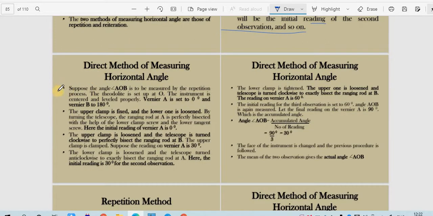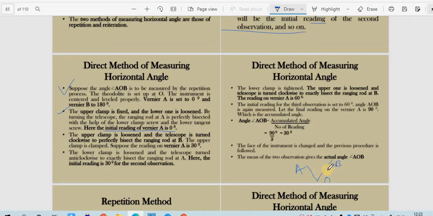Suppose there is an angle AOB, as I've told you. Suppose this is an angle which is required, and this is your point O, to be measured by the repetition method. The theodolite has been set up at point O. The instrument is centered, and the vernier A is set to 0 and the vernier B at 180 degree. Now the upper clamp is fixed and the lower one is loosened, and you will have to bring the telescope towards A. You will bisect the point A perfectly. Then you will fix the lower clamp. Okay. Now you have got the reading at vernier A as 0.